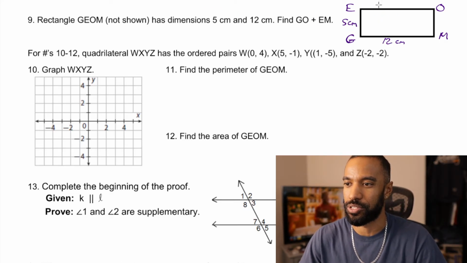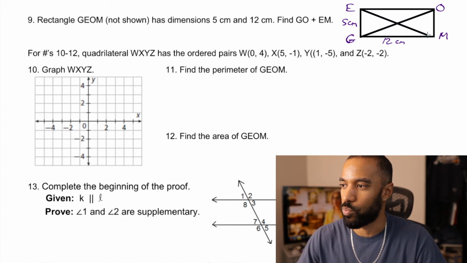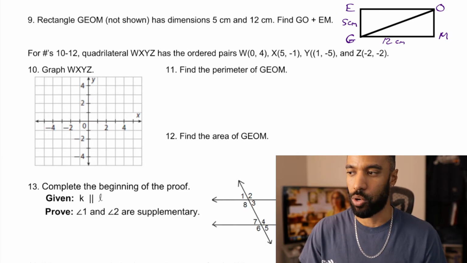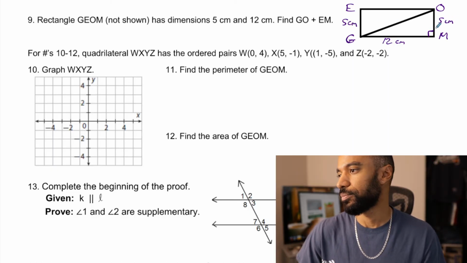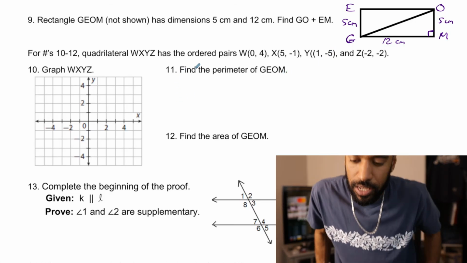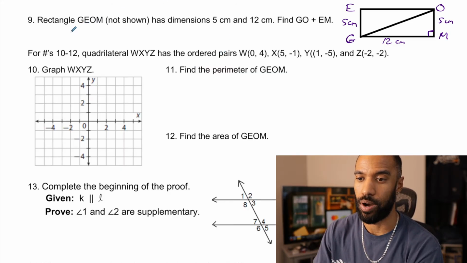Okay, I know where GO is now. GO is right here. EM is right here. They're diagonals. So here's the important aspect. These are rectangles. That means these are right angles right here, and opposite sides are congruent. If this is 5, this is 5. So I can find the diagonal length right here because it's a right triangle. I can use the Pythagorean theorem to find out what it is here.